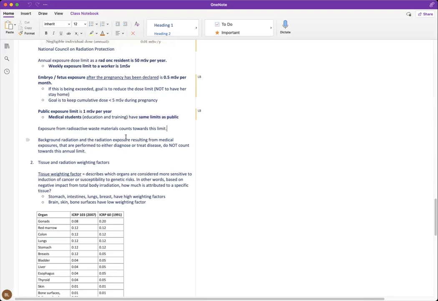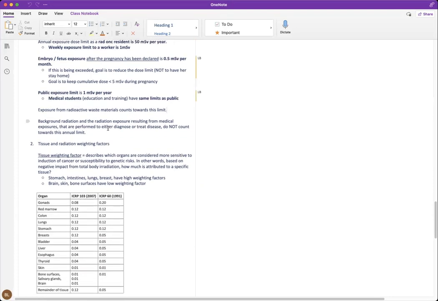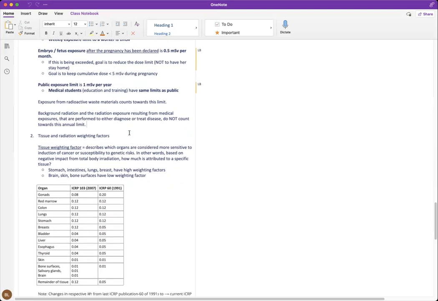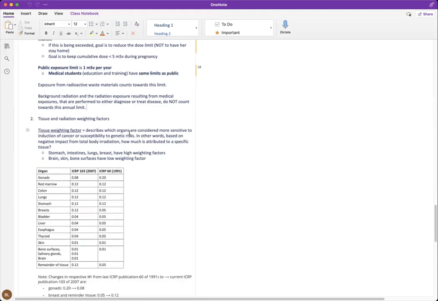Exposure from radioactive waste materials counts towards this limit. And background and radiation exposures resulting from medical exposures that are performed to either diagnose or treat do not count towards the annual limit. So when someone gets a CT scan, it doesn't count as an annual limit. When someone gets radiation treatment, it doesn't count towards their annual limit. That's good, or else we'd be in big trouble.